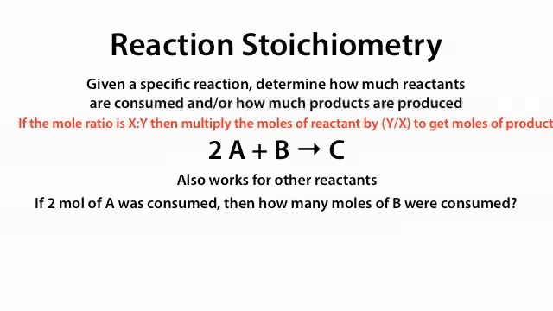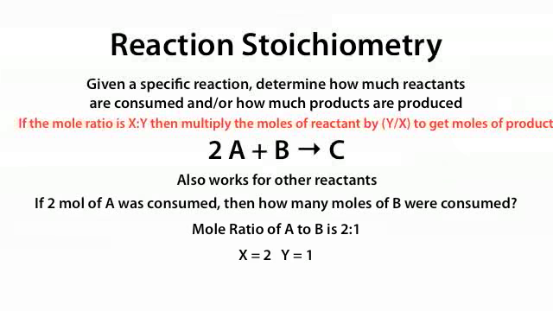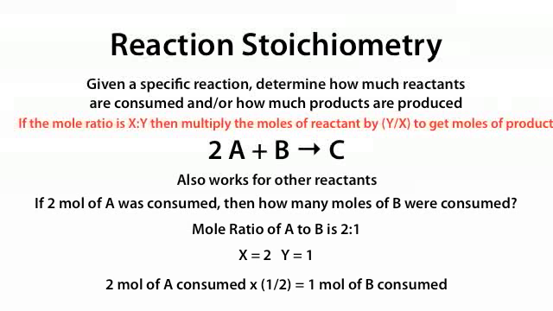If 2 moles of A were consumed, then how many moles of B were consumed in the reaction? We see that there is a mole ratio of A to B of 2-to-1. The coefficient in front of A is 2, and the coefficient in front of B is 1. X is 2, and Y is 1. So we multiply 2 moles of A by Y over X to get 1 mole of B consumed.